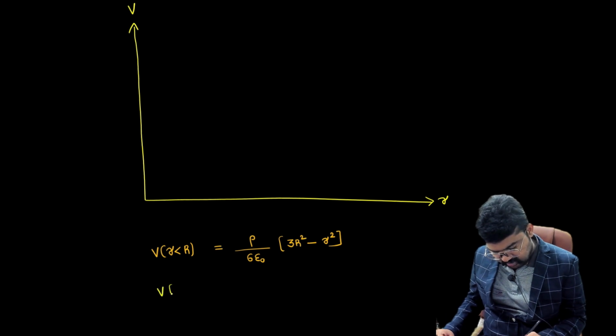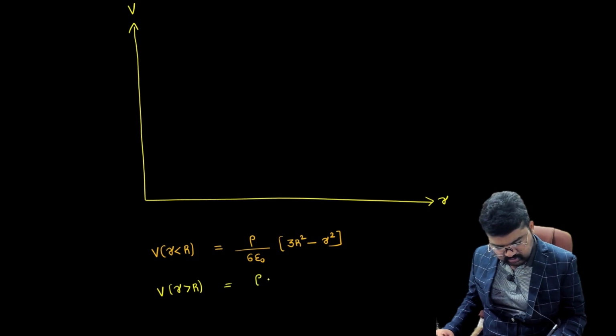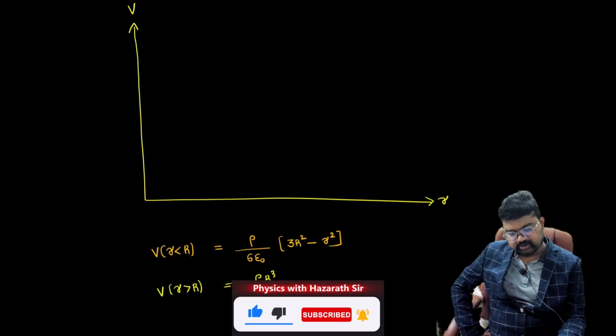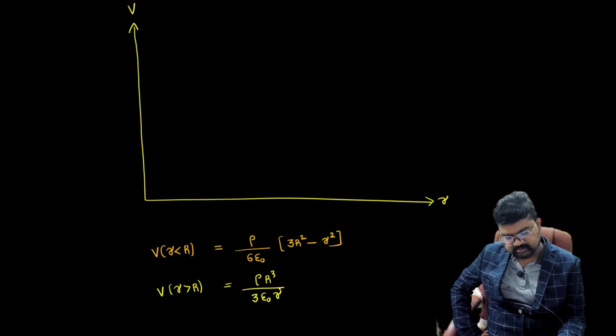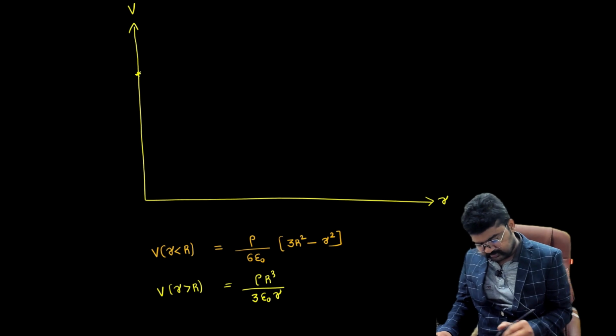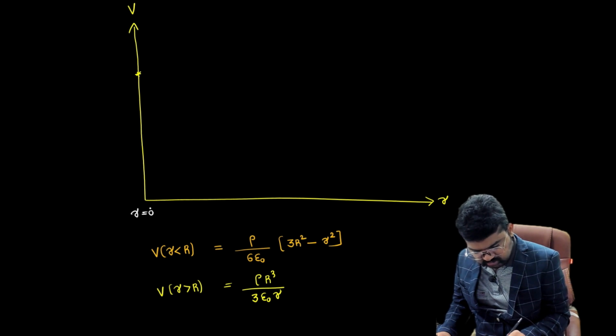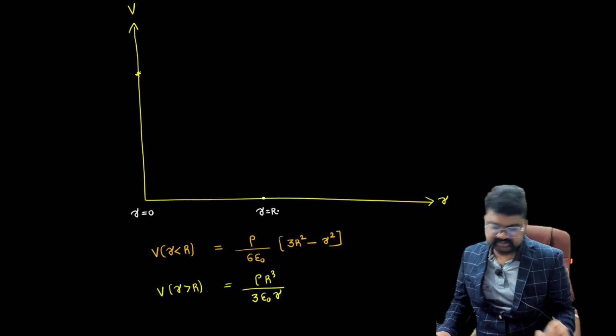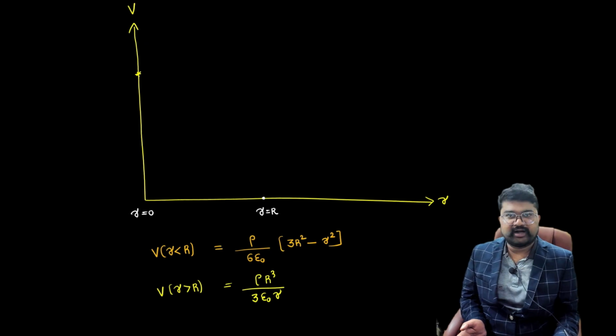Here V of r for r greater than R is nothing but rho R cube by 3 times epsilon naught r. Okay, r equal to R, how much? 2 times epsilon naught, 2, 3 na? 3 times epsilon naught. Put r equal to 0 first. Put r equal to 0 here. Here it is how much? r equal to capital R. Next region r is greater than R. Here r less than R.